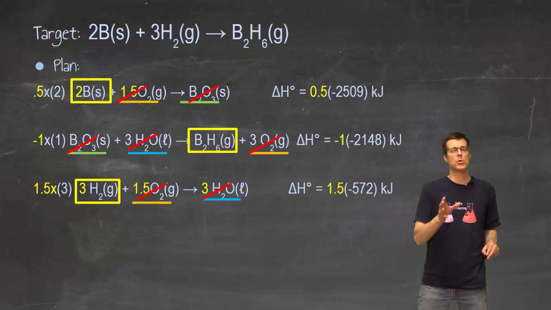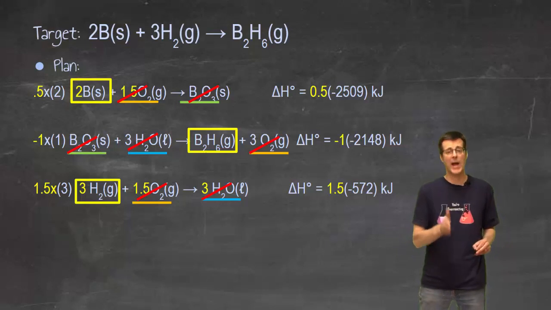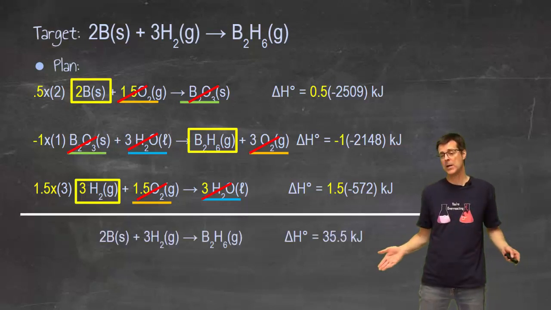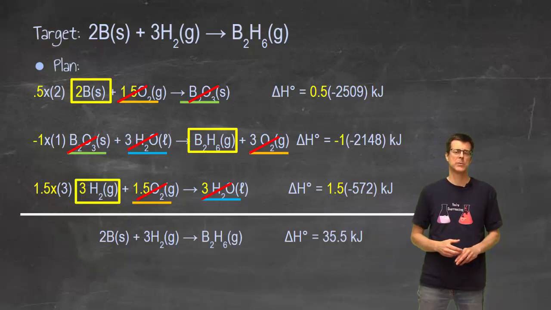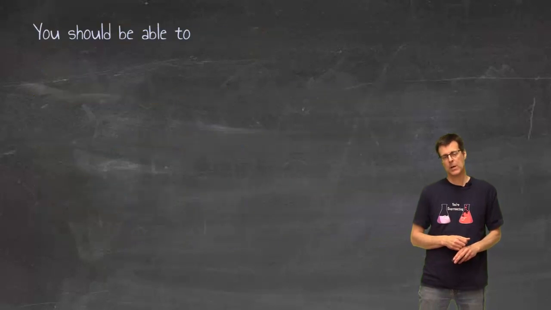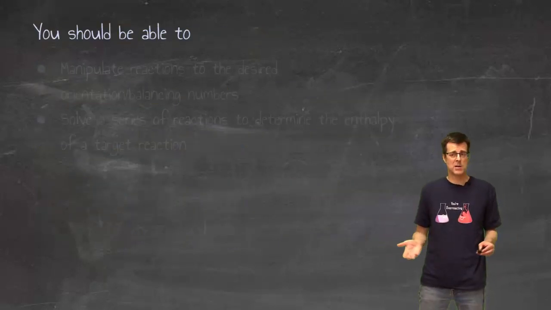And I shouldn't say fortunately as if that just was lucky on my part. That will happen. If you do this stuff right, it will happen. Then add them all up. I get my net reaction, or get my target reaction, and my net energy. Okay, and that's really all there is to a Hess's Law type question.